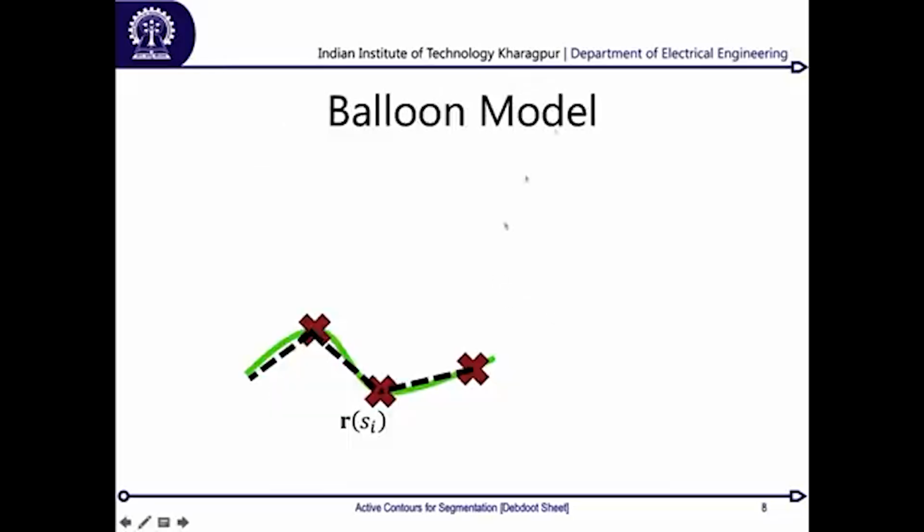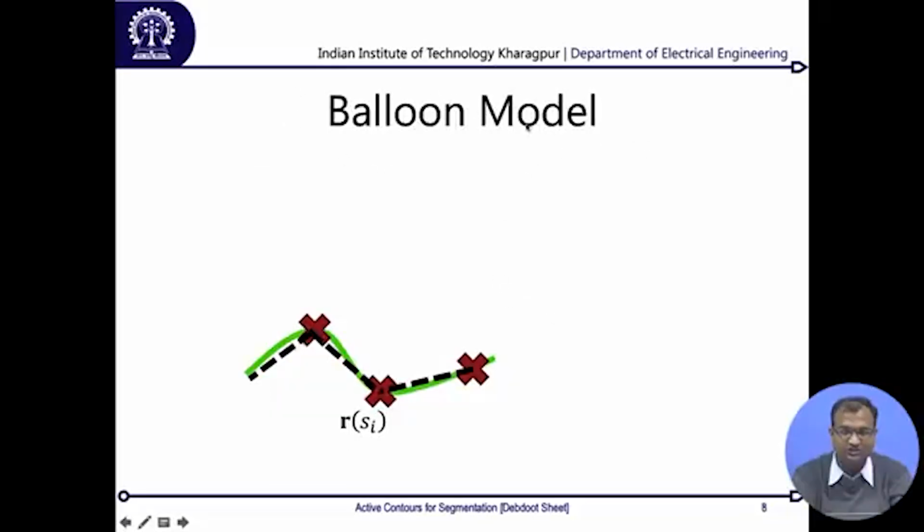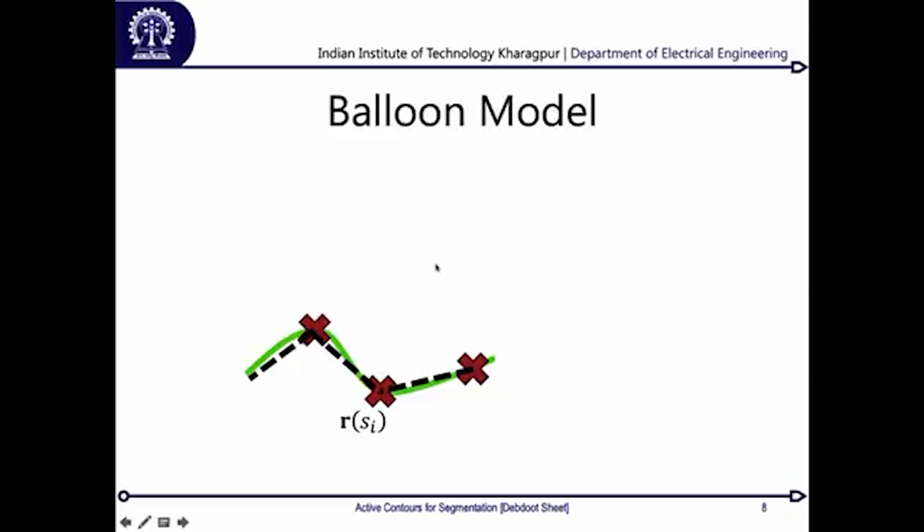Now in order to get rid of that, we have a new kind of model which introduces another force, which is a drift force, and this is called the balloon model. Now what it does is, assume that you have some sort of a balloon which can constrict itself to a volume of 0.